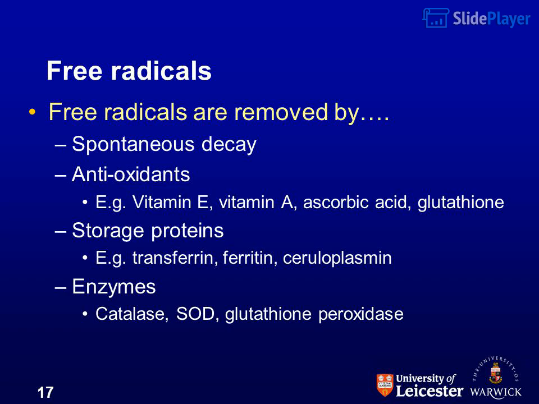Free radicals are removed by spontaneous decay. Antioxidants, for example vitamin E, vitamin A, ascorbic acid, glutathione. Storage proteins, for example transferrin, ferritin, ceruloplasmin. Enzymes: catalase, SOD, glutathione peroxidase.